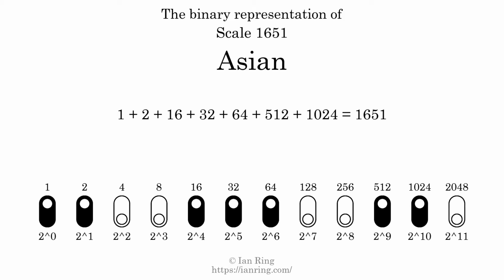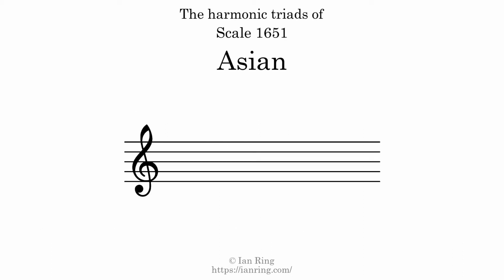1651. The scale number not only enumerates the scale with a unique index, but it also literally describes the tonal content of the scale. Represented as a binary number in base 2, the scale number is 0110011100011. Here are the harmonic triads present in this scale.